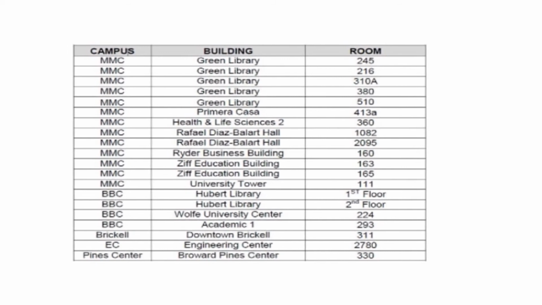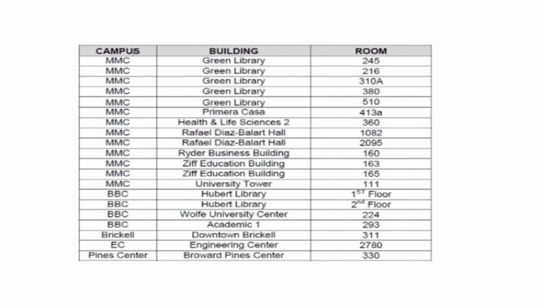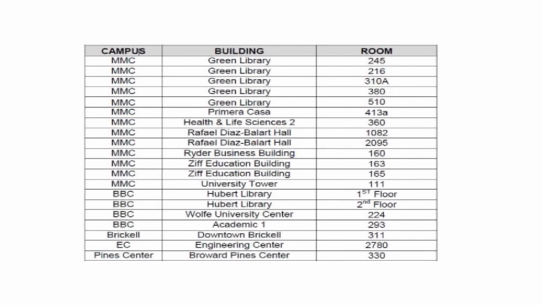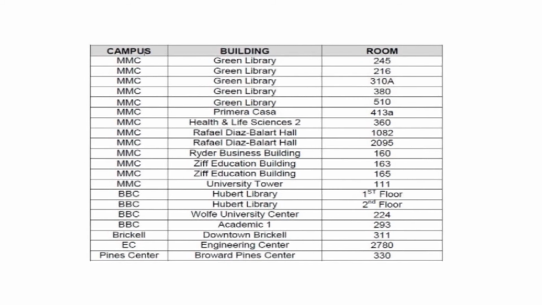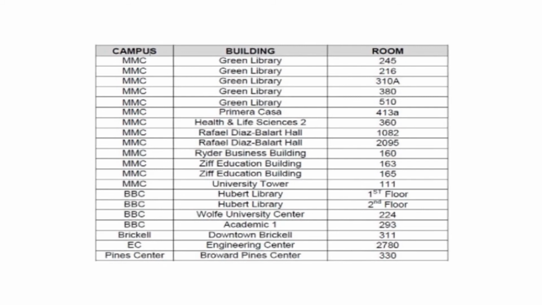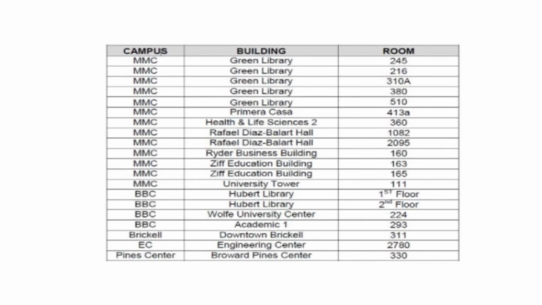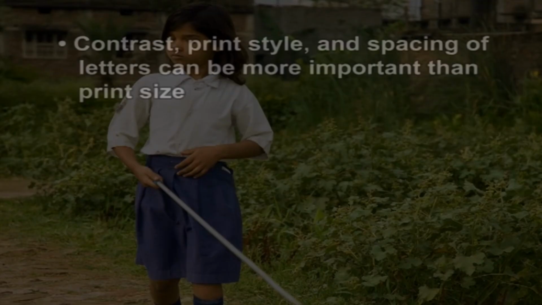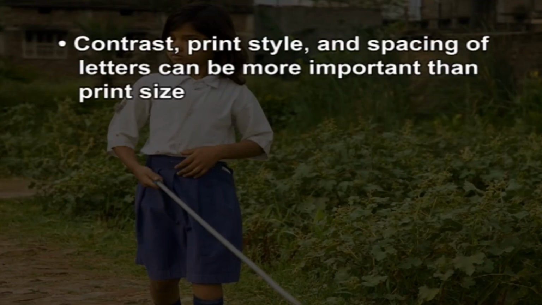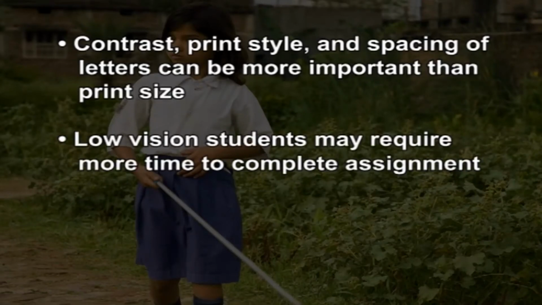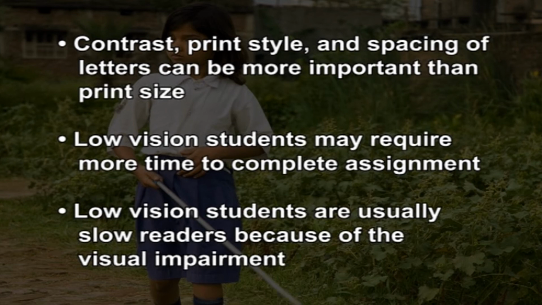If other modifications are required, they should be contained in the list of modifications handed out at the beginning of the semester and in his or her functional vision evaluation in the special education folder. Contrast, print style, and spacing of letters can be more important than the print size. Low vision students may require more time to complete assignments. Low vision students are usually slow readers because of the visual impairment.